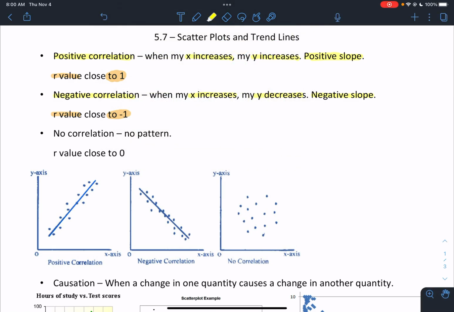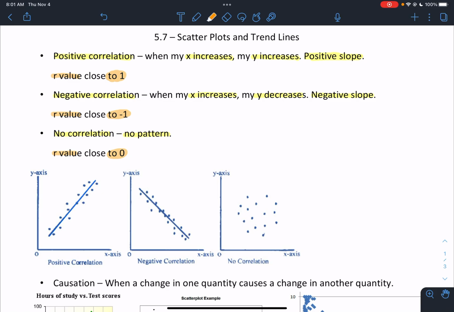And then the last one that I have is if there's no correlation, there's no real pattern. When you look at this last graph right here, I just have a bunch of points, and there's no real pattern. It just looks like everything's spinning around. So when I have no correlation, I have an R value that's close to 0.